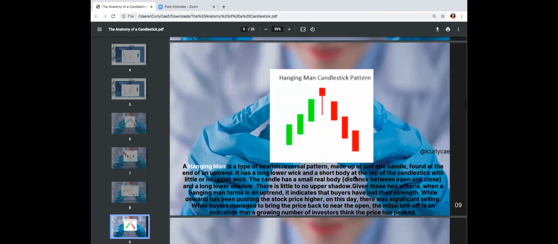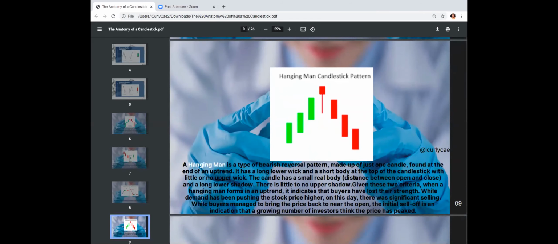All right, so let's get into the hanging man candlestick pattern. A hanging man is a type of bearish reversal pattern made up of just one candle and found at the end of an uptrend. Now that's very important. To make note of the differences between the hammer candle and the hanging man, always remember hammer, building up. Hanging man, think of a man hanging, it's dying basically. I hate this particular analogy, but that's how I learned it, and it'll stick if you just remember that.